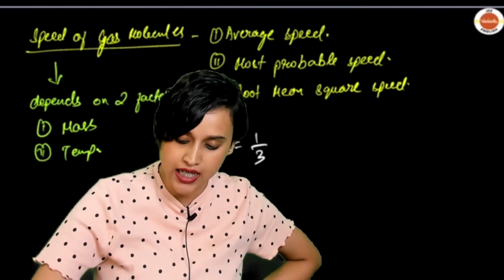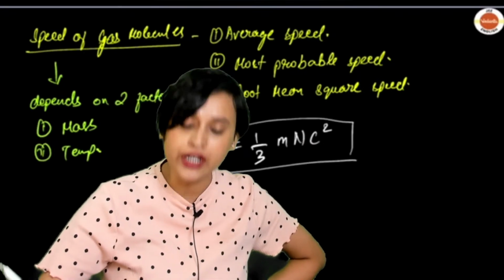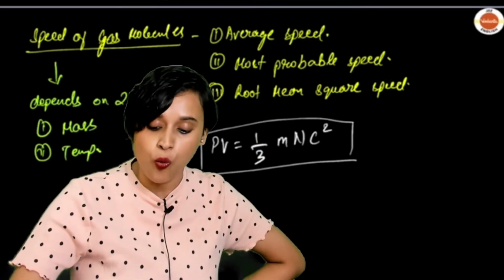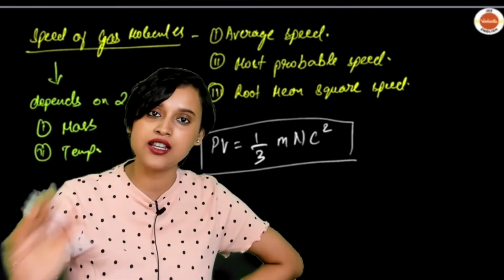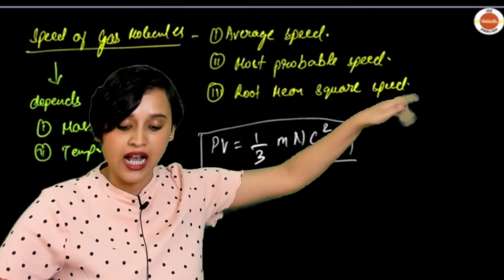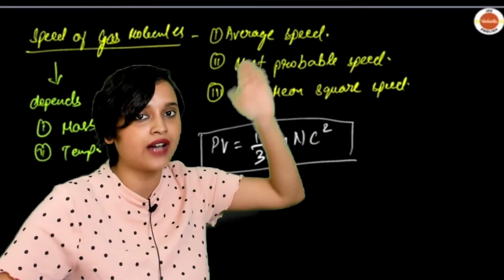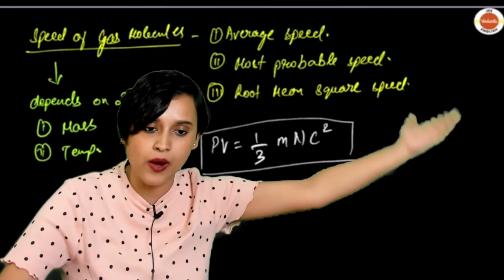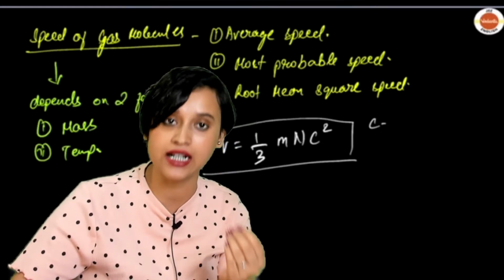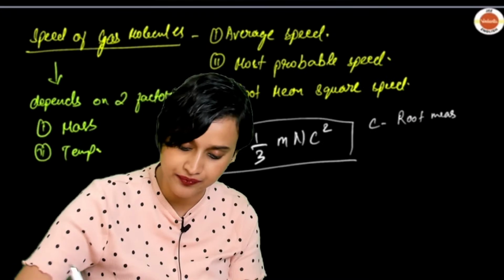So write down 1 by 3 M capital N C square. How do you remember? We normally know PV is equal to nRT, right? But here I'm saying that PV is equal to 1 by 3 MNC square. You know what is MNC? Multinational company. So remember it as this multinational company, and in MNC there are 3 letters, so 1 divided by 3 MNC square. Now, you are going to ask me what is C? C is the root mean square velocity.